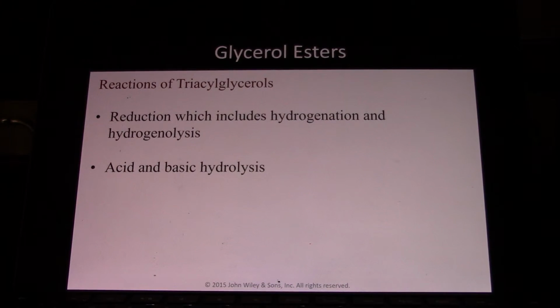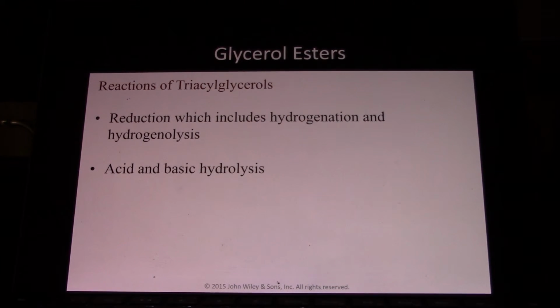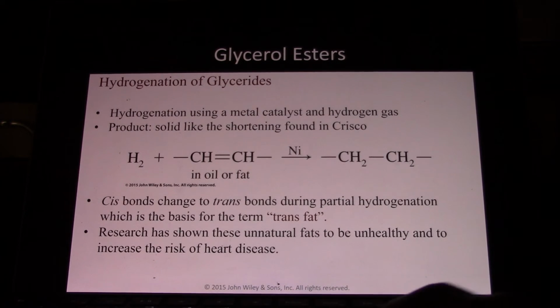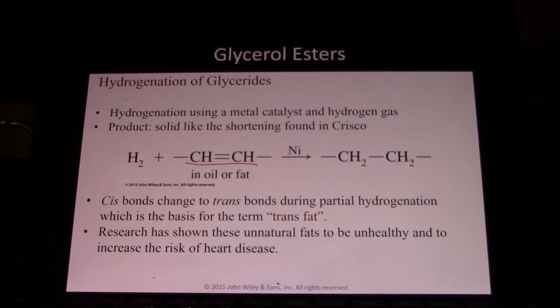Reactions of triacylglycerols. This is a reduction in which these reactions include hydrogenation and hydrogenolysis. So, using a catalyst and hydrogen gas, we can saturate some of those unsaturated bonds. And that's exactly how we make margarine. You take a vegetable oil like olive oil, and you run it over a catalyst with hydrogen gas, and so you start saturating a lot of those double bonds, and you end up with a soft semi-solid like margarine. And so margarine is hydrogenated vegetable oil.